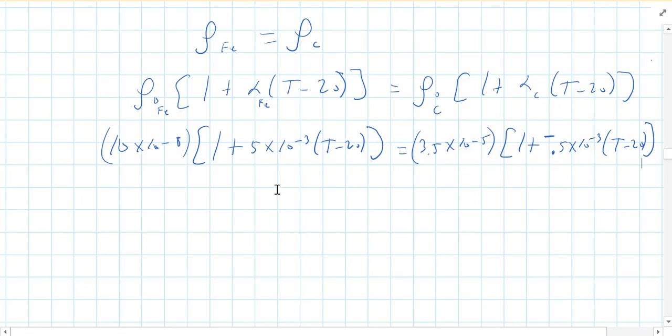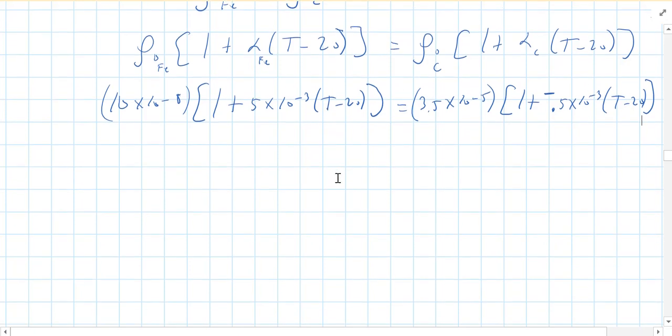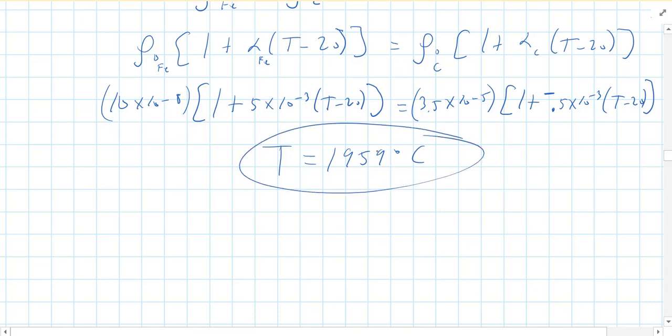So if you very carefully plug all this stuff in and solve for T, here's what I got. I got a temperature of about 1959 degrees Celsius. You can double check my calculation there, but that's what I got. So that's the temperature at which carbon and iron would have the same resistance.